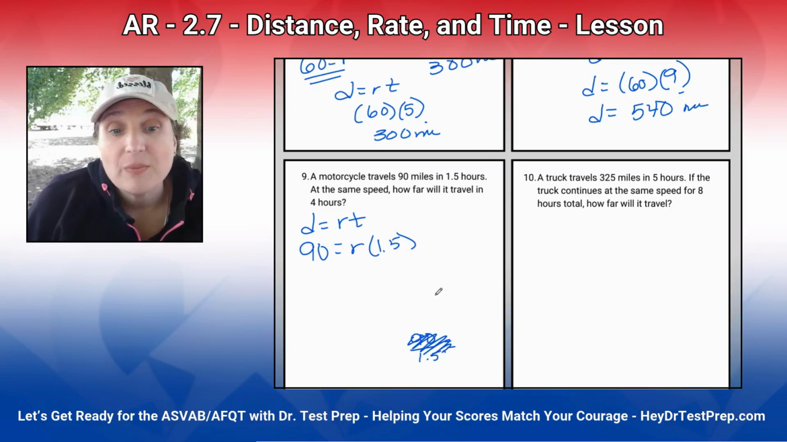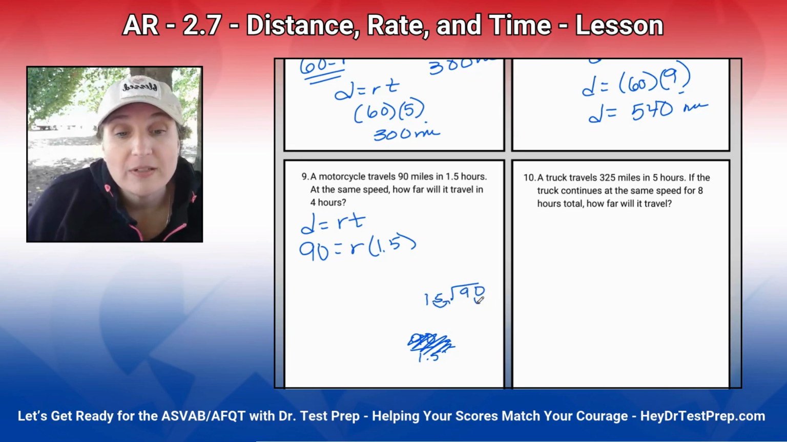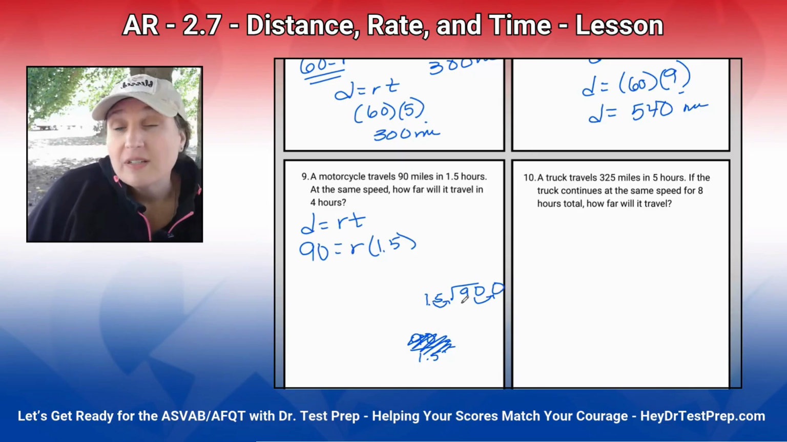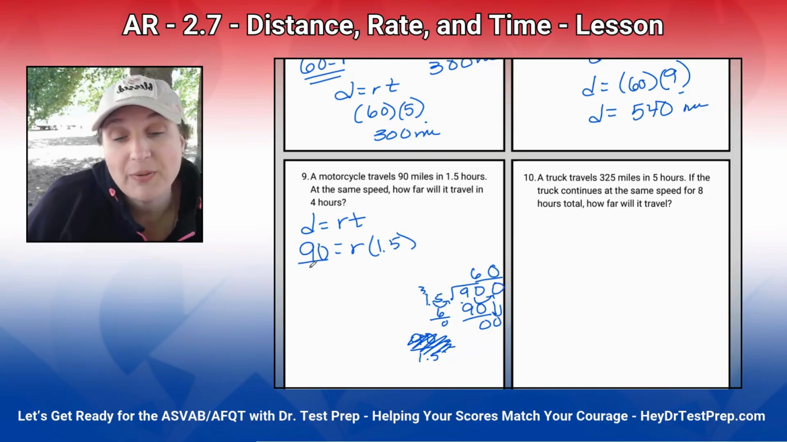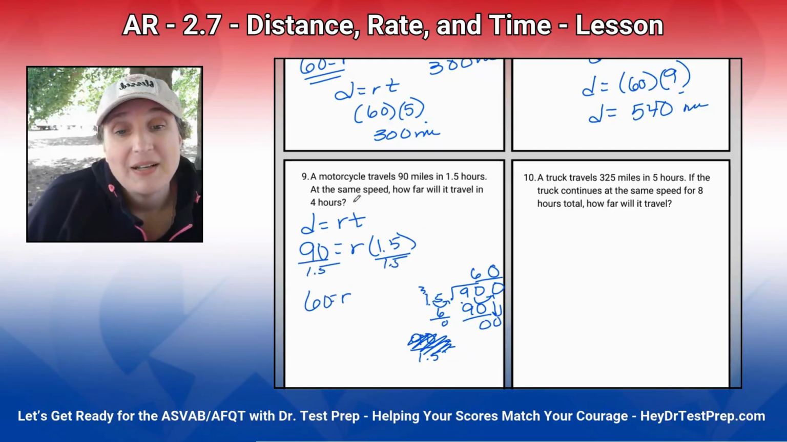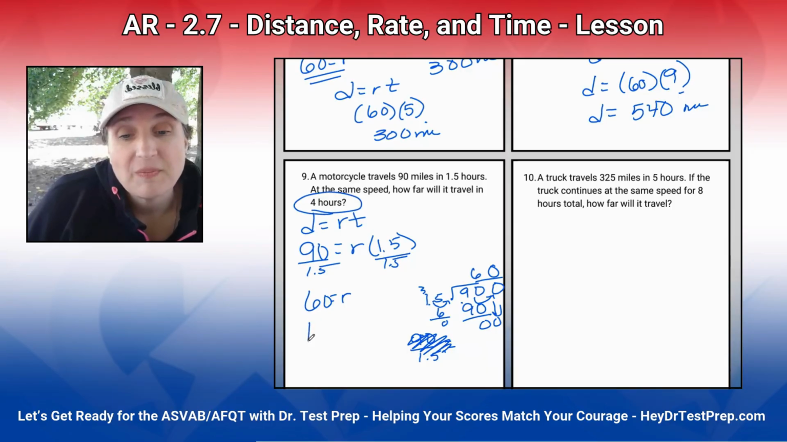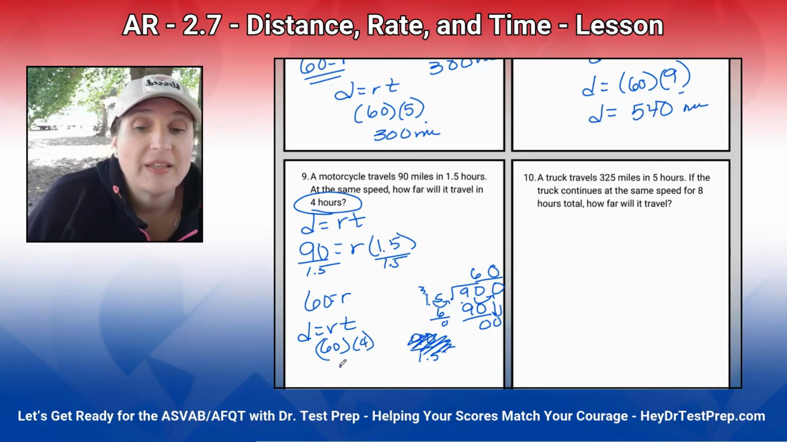All right, so anyway, we're going to do 90 divided by 1.5 so that we can get the rate. I'm going to move this over and move this over. 15 cannot go into 9, but 15 times 6 can go into 90. Well, why am I not surprised that it's 60 miles an hour? Divide both sides by 1.5 and get 60 as our rate. And we want it in 4 hours. So 60 times 4 tells me that it goes 240 miles.